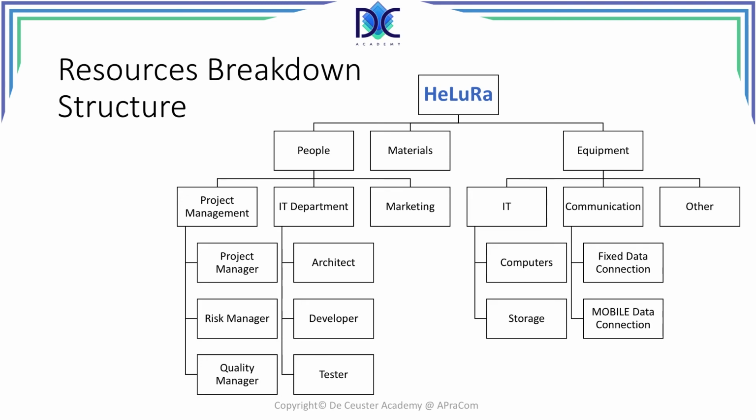Once we have all the resources allocated, we can build what we call a resources breakdown structure. It's like the organizational chart related to resources of the project. We can split up in people, materials, and equipment. Here you see an example. Once you're always working on the same type of projects, you may have a template for this resources breakdown structure.